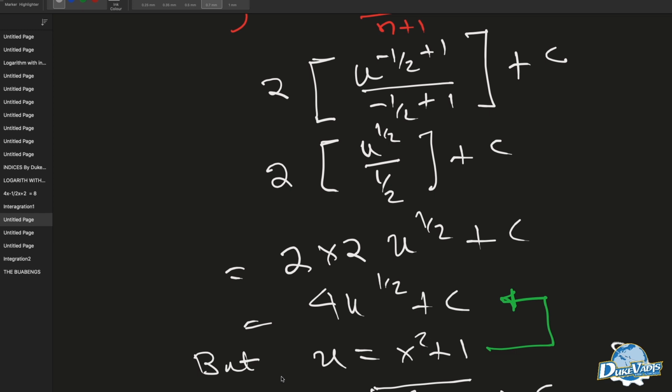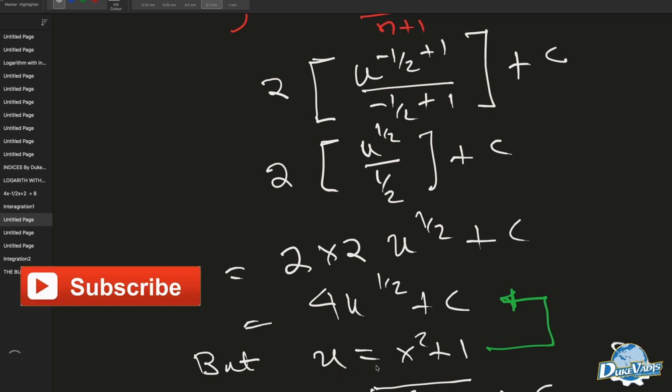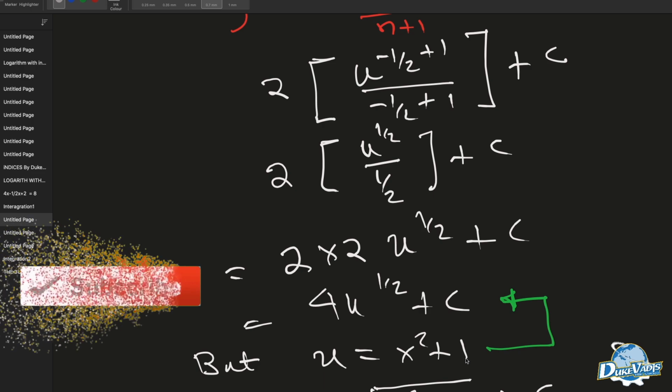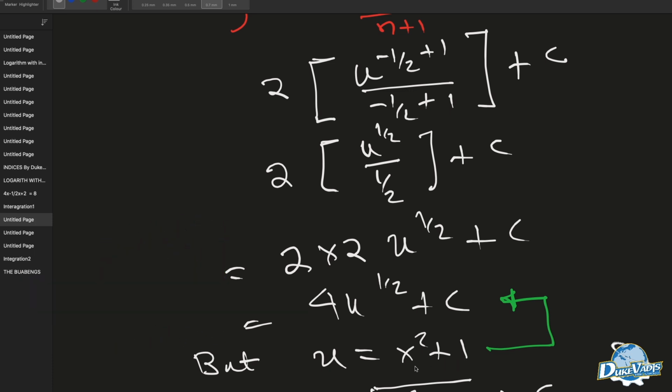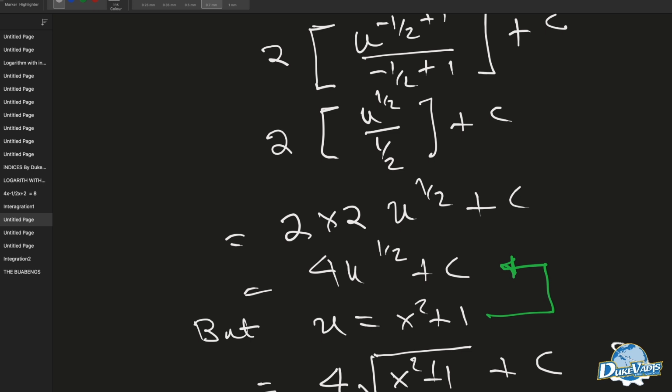Now look at it. We know that our u, as we started, was equal to x squared plus 1. We shouldn't forget that. So if we do back substitution, this can be written as 4 times the square root of x squared plus 1, because we know that the half over here means the square root of u. So when we substitute x squared plus 1 back into the equation, we get 4 out the square root of x squared plus 1.